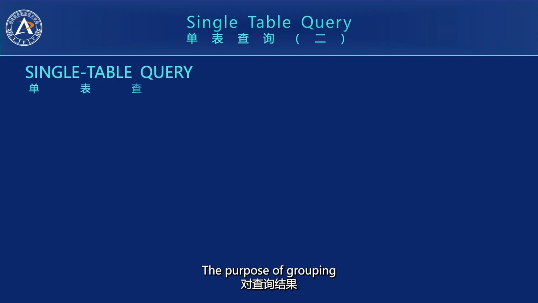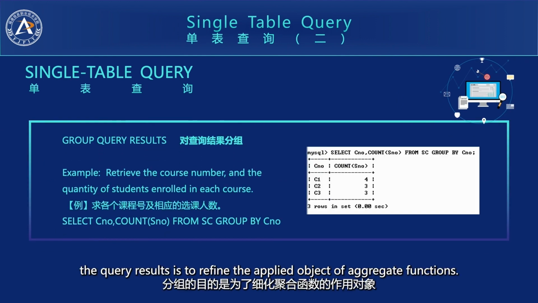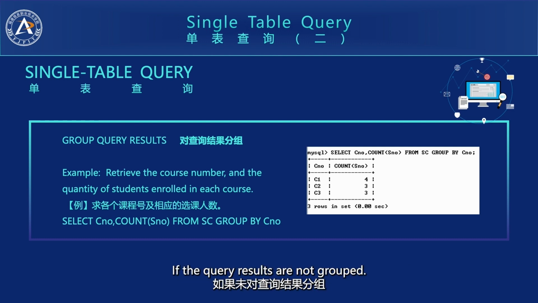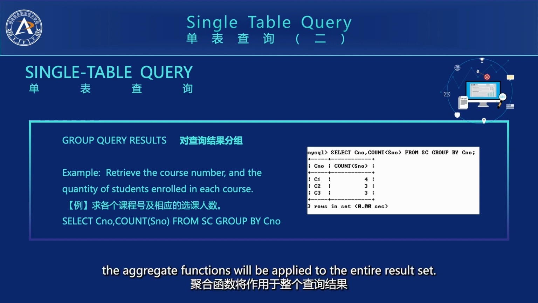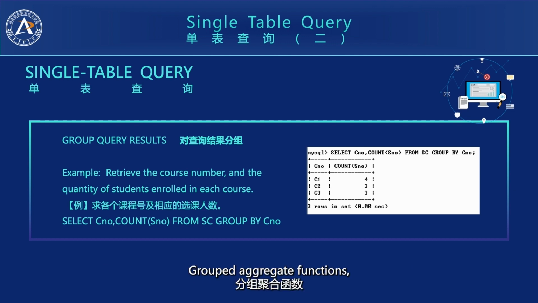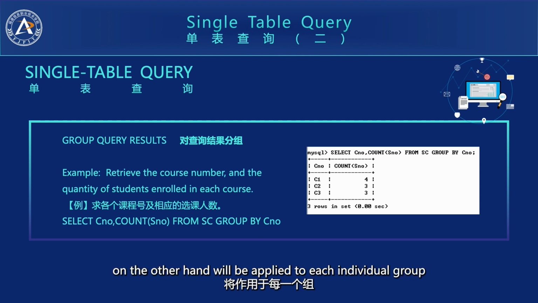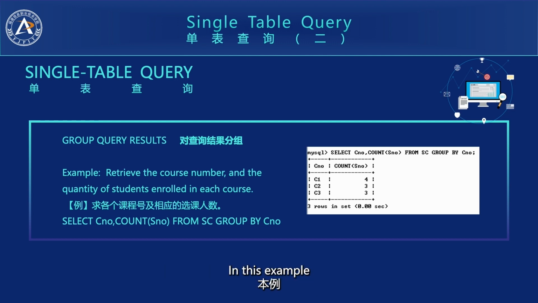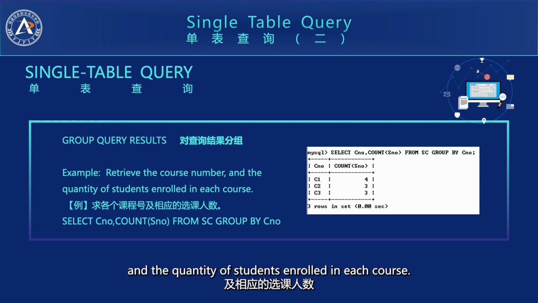The purpose of grouping the query results is to refine the applied object of aggregate functions. If the query results are not grouped, the aggregate functions will be applied to the entire result set. Grouped aggregate functions, on the other hand, will be applied to each individual group, resulting in a function value for each group.